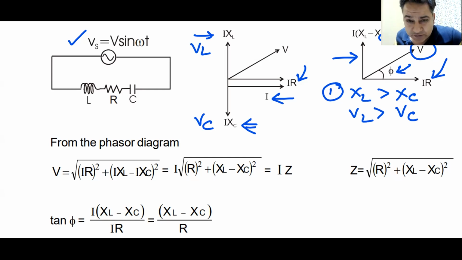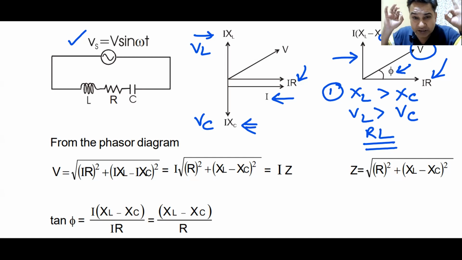Because this will effectively now behave as an LR circuit. XL is more than XC, so something will remain on top, and therefore the voltage will lead current. I hope everyone is clear with this process.